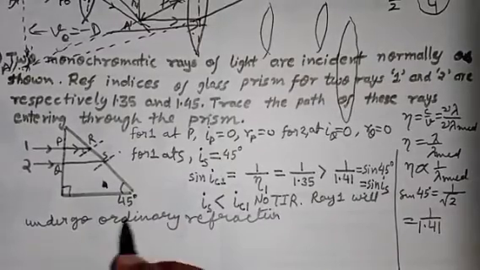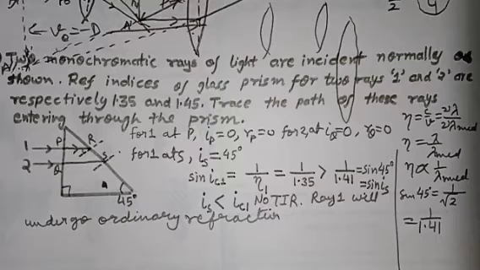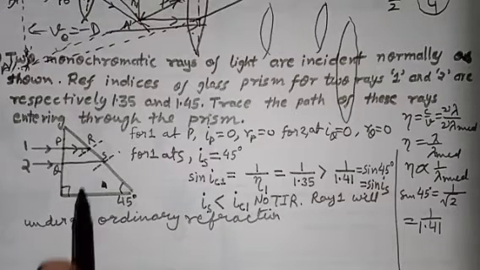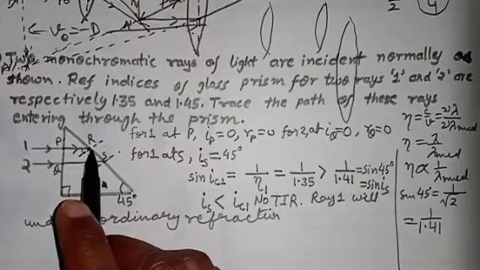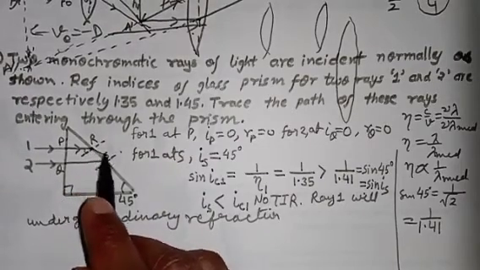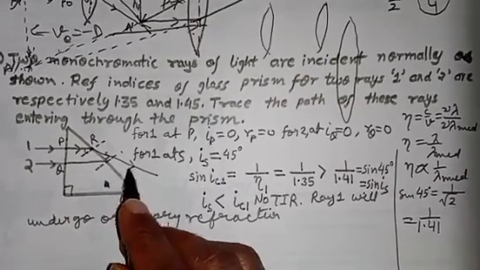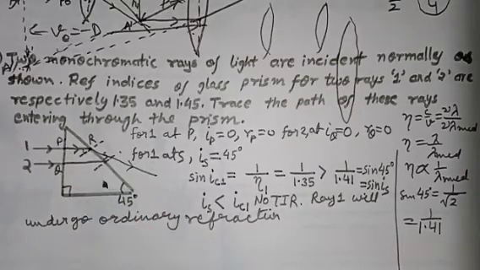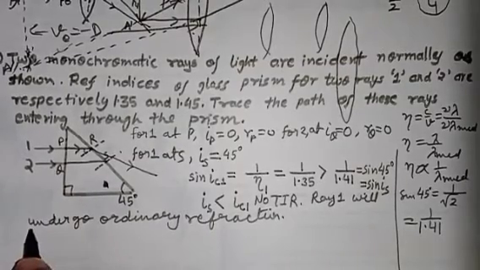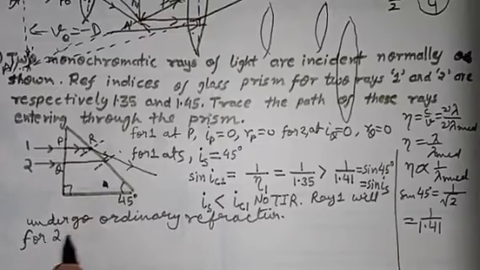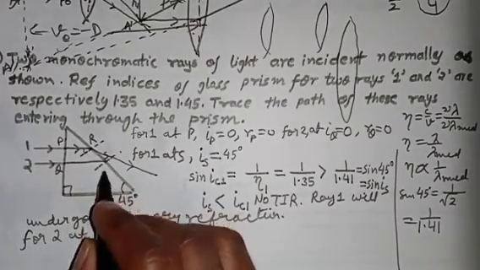Okay, now come to the second part. Now what we will do is draw an approximate emergent ray. We can calculate that, but it is not part of this problem. Denser to rarer, it will bend away from the normal. That's all.